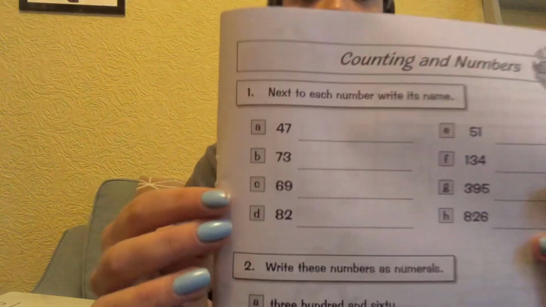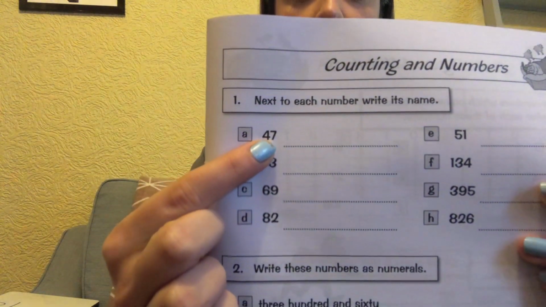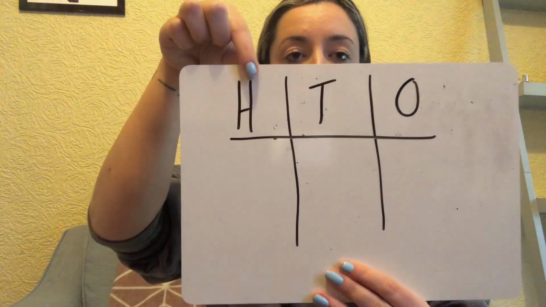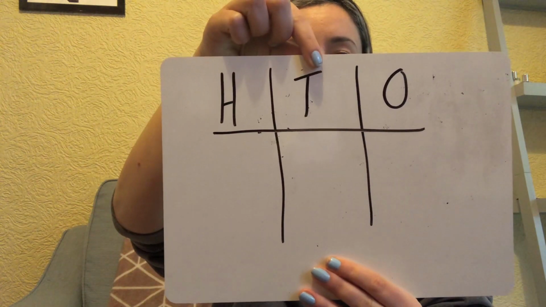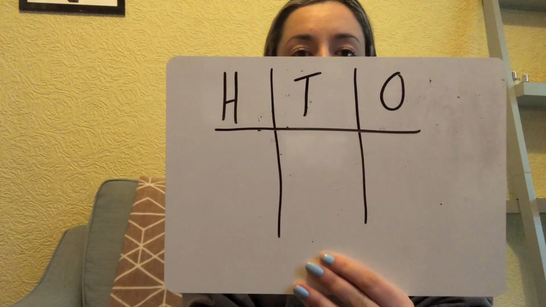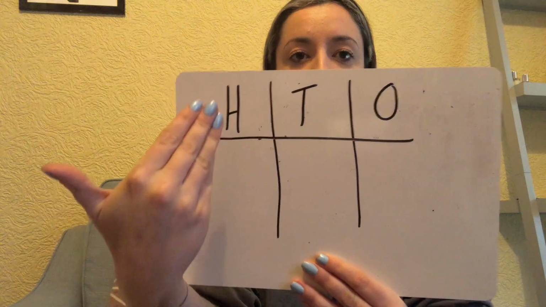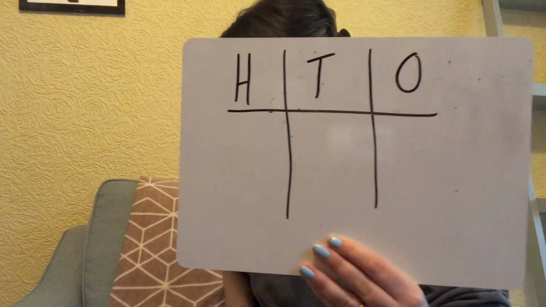I'm going to start off with the first set of questions. As you can see on your booklet, you have got A to H with different numbers. Now the first one has got the number 4 and the number 7. Now what I have done on my whiteboard to help me is I've done my place value chart. So we know that this is the hundreds, the tens and the ones section. Now we're going to start from the ones backwards. We never start in the hundreds, we always start in the ones.